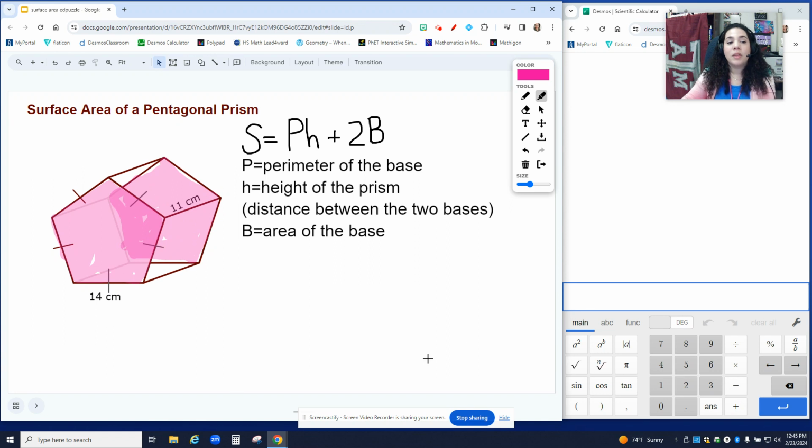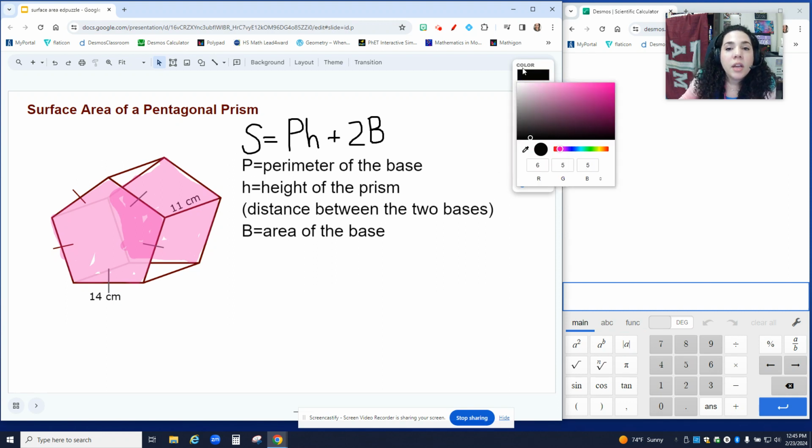I'm already noticing that to calculate the capital letter B, we're going to need to use trigonometry to find the area of the pentagon, because we need to know what the apothem is. So I'm going to pause right now so that you can do that. Okay, now let's check your work here.